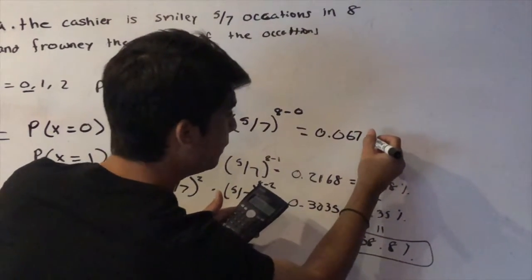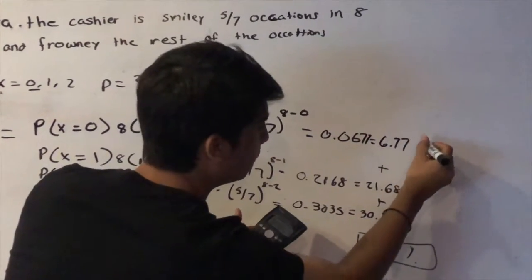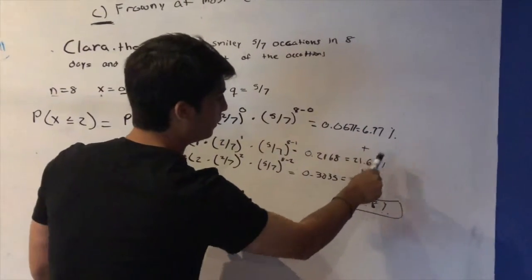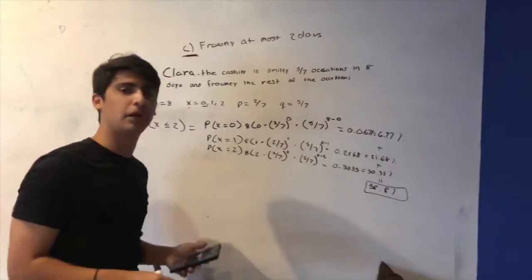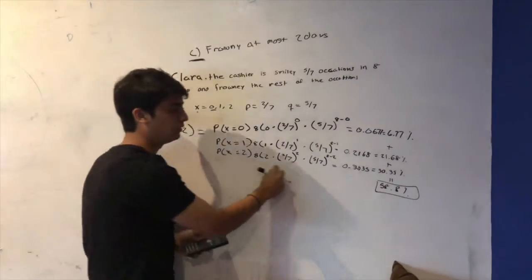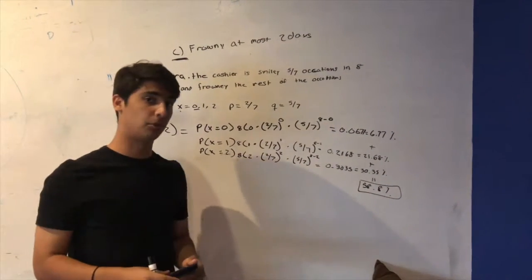0.067. This means 6.77%. So here we have the percentages: 6.77 plus 21 plus 30.35 gives you 58.8%. This is by adding up everything that we just did, and that's our percentage that Clara is frowny at most 2 days.